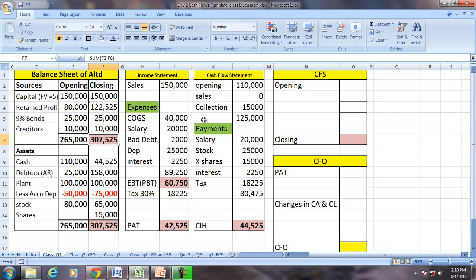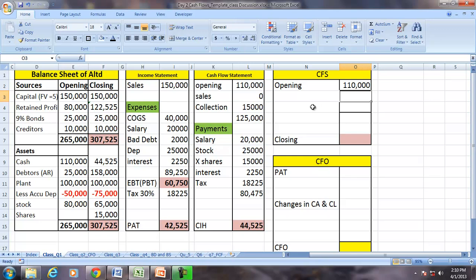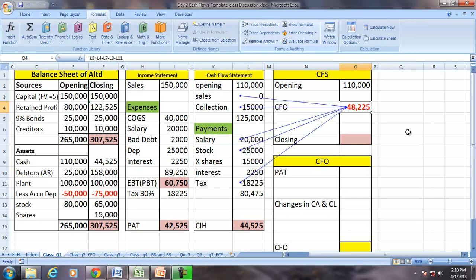Now we'll use this information to find the CFO, CFI and CFF. CFO is cash from operations. By using the direct method, it is sales plus collection minus salary minus the purchase of stock minus tax. So CFO is equal to cash sales plus collection minus salary minus stock minus tax. So CFO is equal to 48,225.